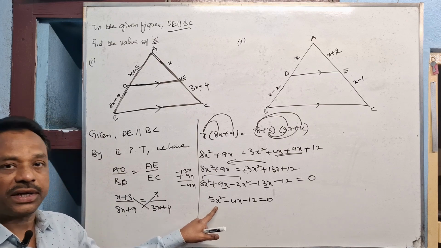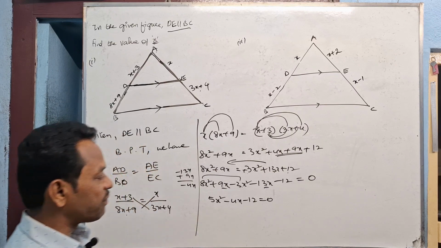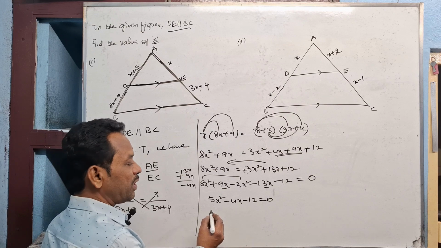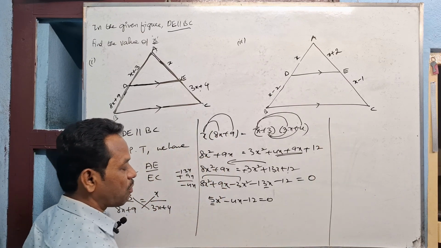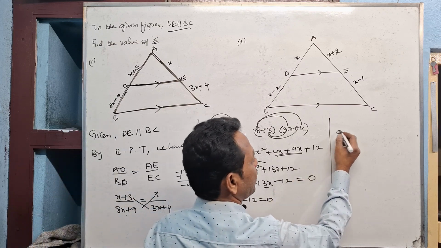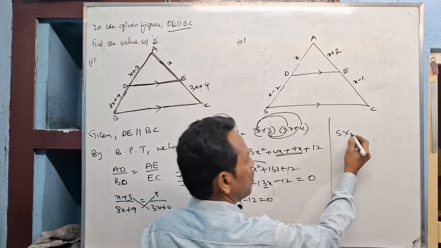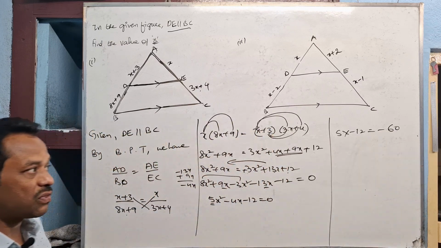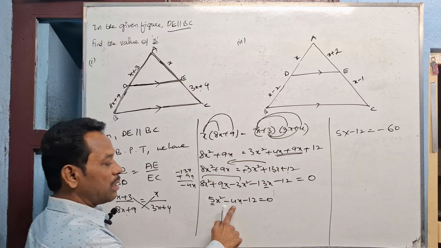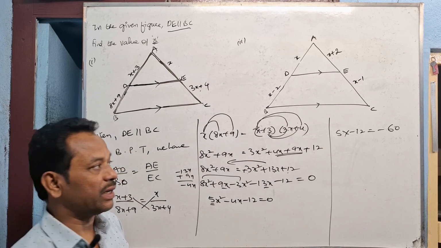Now this is a quadratic equation in x. So how to find the value of x? Let us go for factorization. For that, let me take the coefficient of x square, the 5, into the constant value, minus 12. When I multiply, I get minus 60. Find the factors of 60 so that I should get minus 4, the middle term.